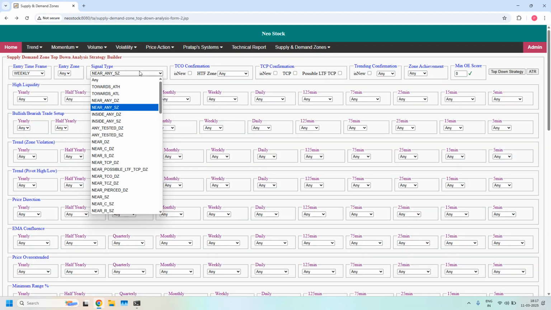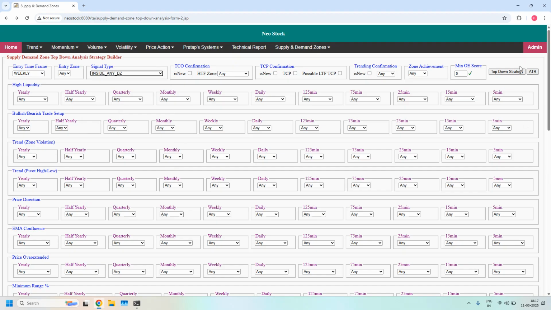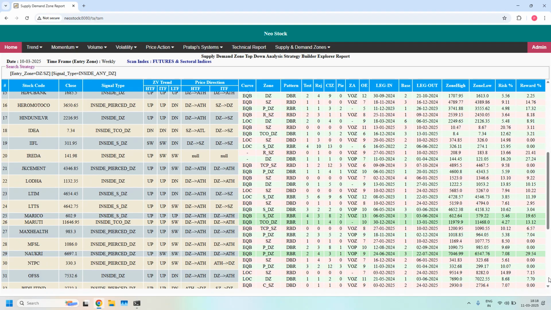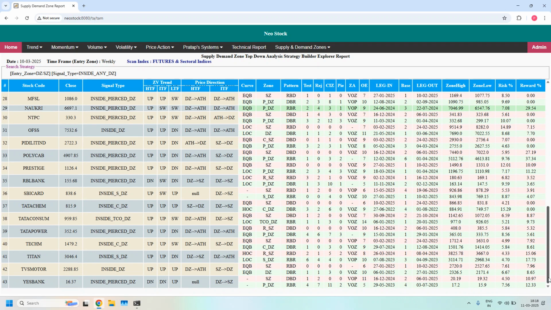Next, price closed inside the weekly demand zone. First 15 stocks in the list. I'm scrolling the list down. So total 43 stocks are filtered. Out of these 43, how many weekly demand zones are having weekly EMA confluence?